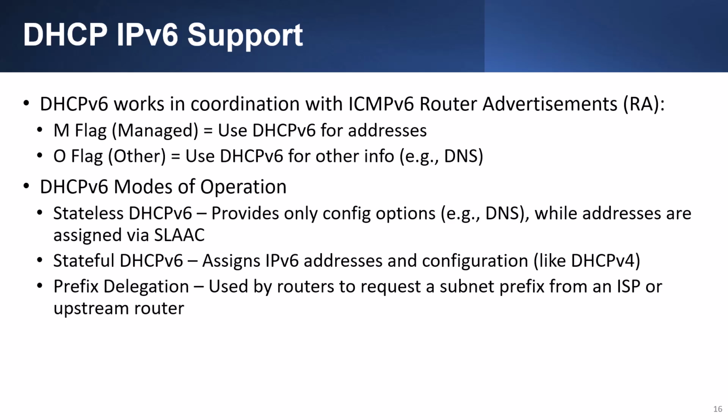The DHCP version 6 modes of operation include Stateless DHCP version 6, which provides only config options such as DNS servers while addresses are assigned via SLAAC. Stateful DHCP version 6 assigns IP version 6 addresses and configuration like DHCP version 4. Prefix delegation is used by routers to request the subnet prefix from an ISP or upstream router.